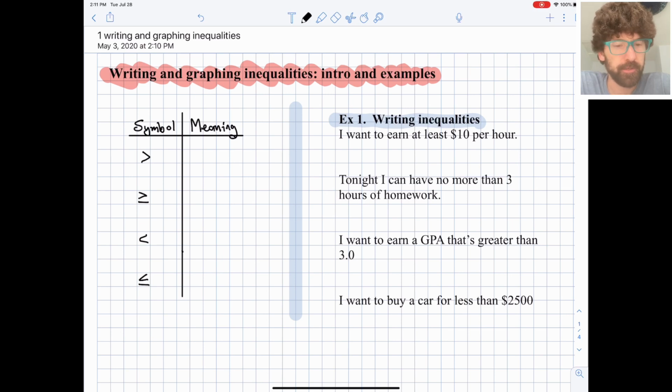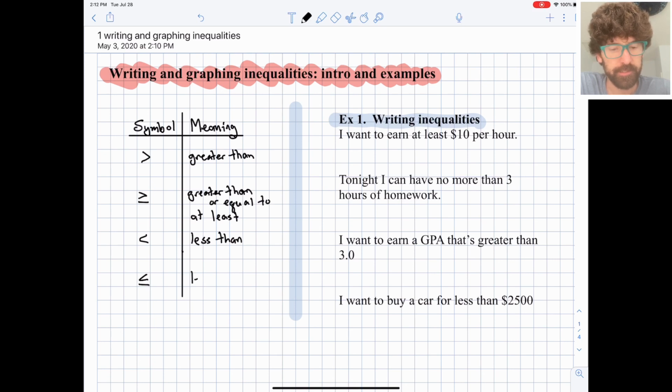Okay. So first one is a greater than sign, or more than. And this is a greater than or equal to sign. This is also an at least symbol. It means at least. This third one is a less than symbol. And the final one is a less than or equal to, and also can mean at most. Okay, so that's just a quick reminder of what the symbols mean.